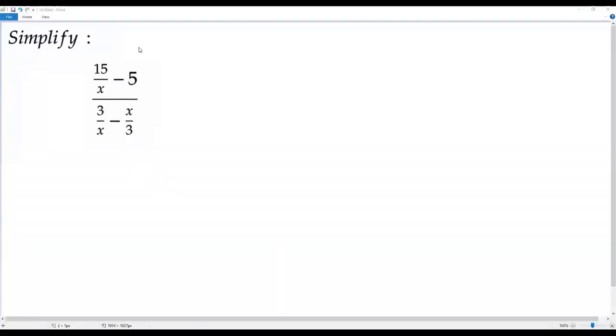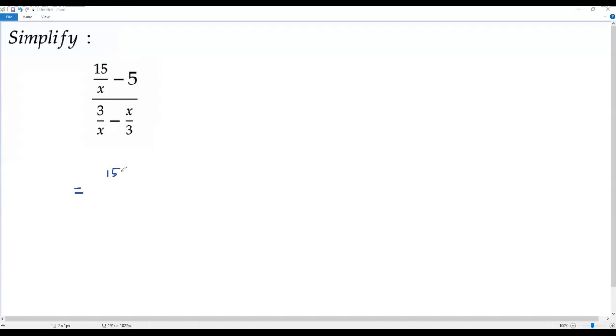Here we have an algebra 2 problem, that is, we have to simplify the given rational expression. In my first step, I'm going to simplify the expression we have in the numerator. So we have a subtraction sign between a fraction and an integer. Whenever we do subtraction between a fraction and an integer, we have to multiply the integer by the denominator of the fraction. Once I'm done with the multiplication, I can take this x as a common denominator.